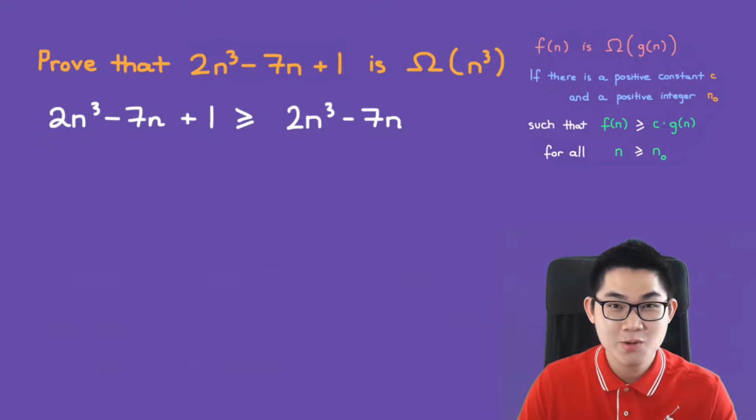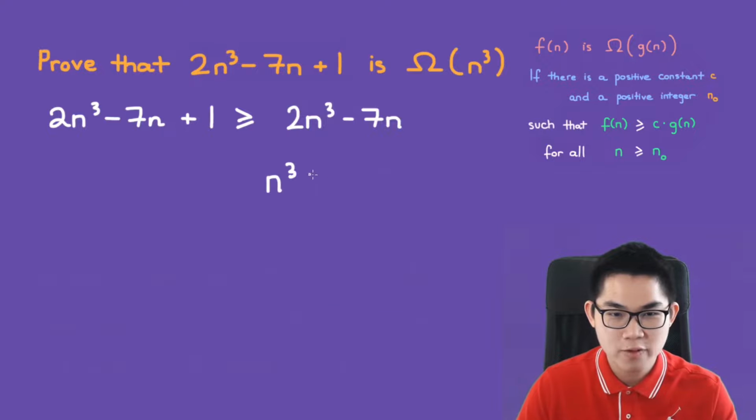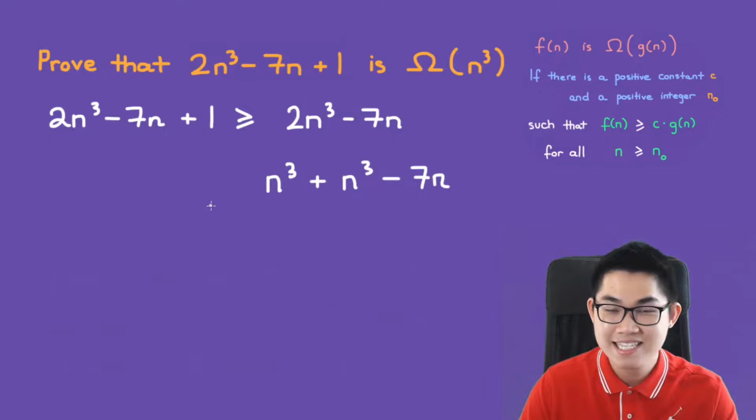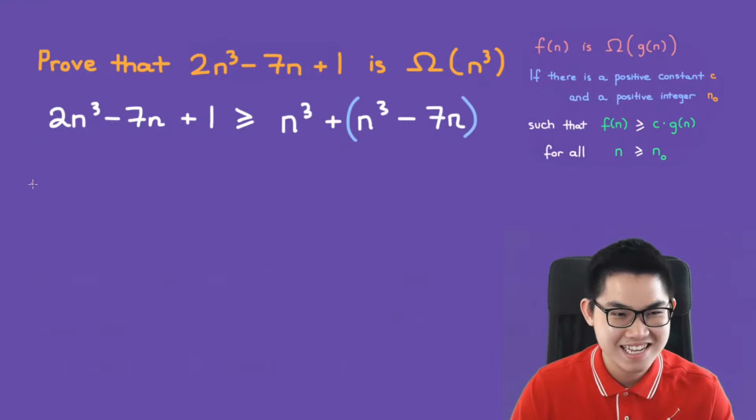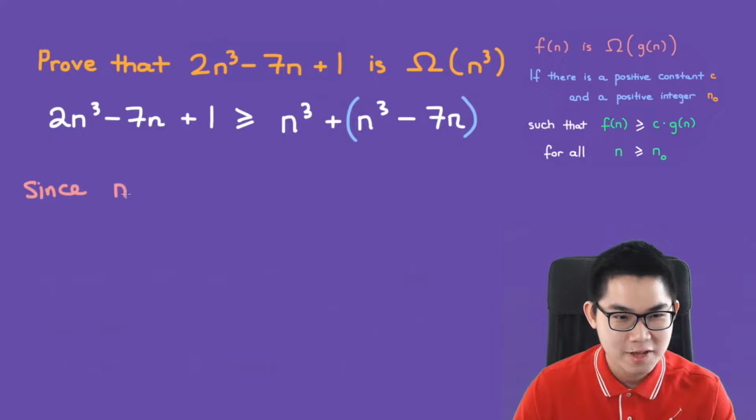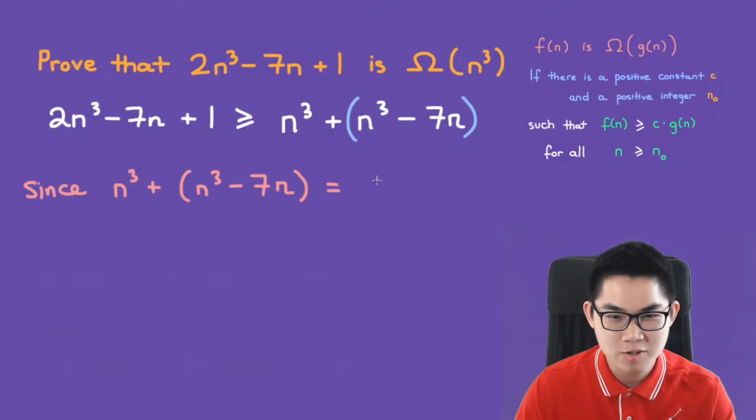Well, I'm going to show you a technique that I want you to know. Instead of writing 2n to the power of 3 minus 7n, we will write n to the power of 3 plus n to the power of 3 minus 7n, and it means the exact same thing. I'm also going to put parentheses around the last part. Now actually I'm going to write an equal sign and write the exact same thing on the right side.